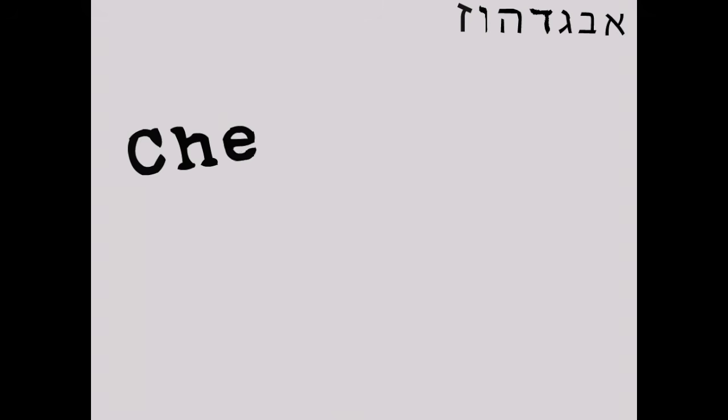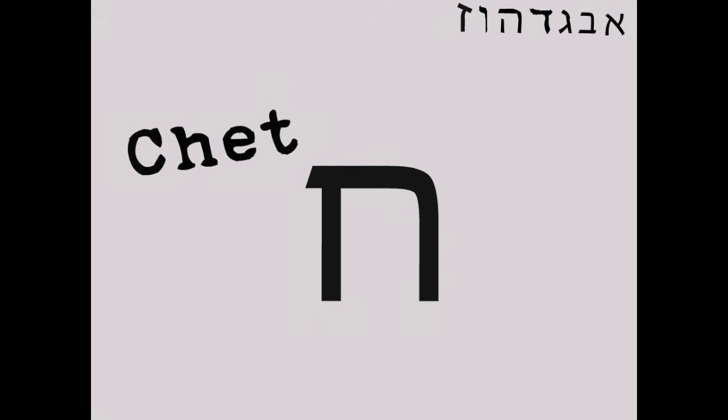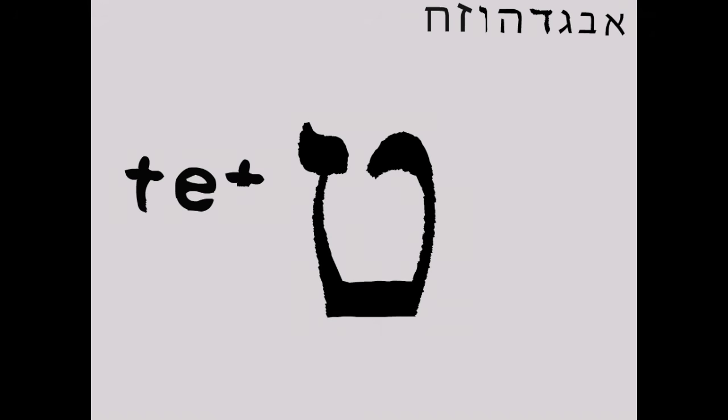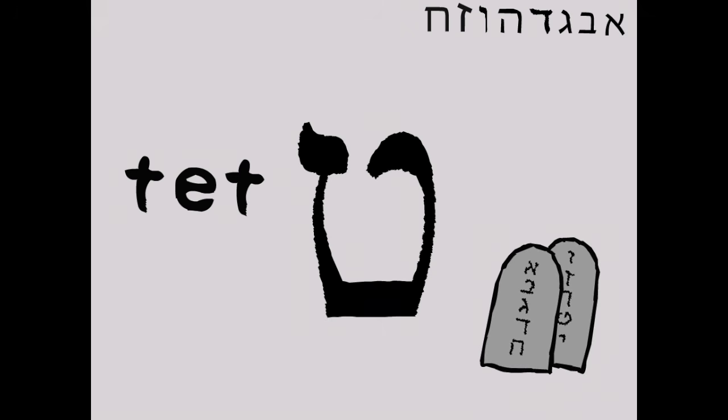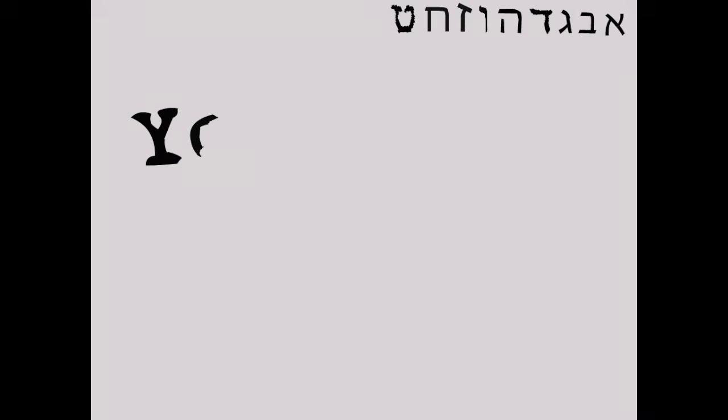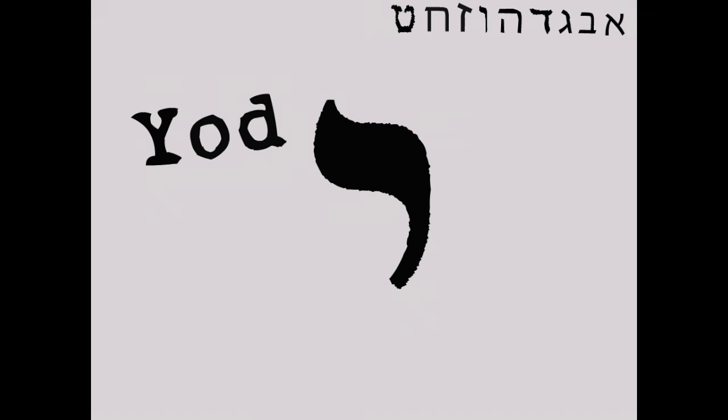Then there's Chet. Chet makes a rough H sound, kind of like the sound that you make when you clear your throat when you're sick. Like ch. Chet. Then there's Tet. Tet makes a T sound, as in the word tablet. Then there's Yod. Yod makes a Y sound, as in the word yellow.